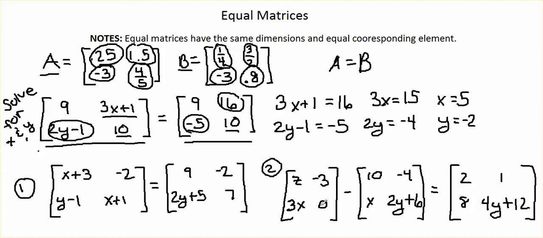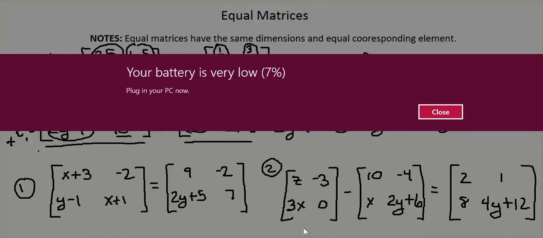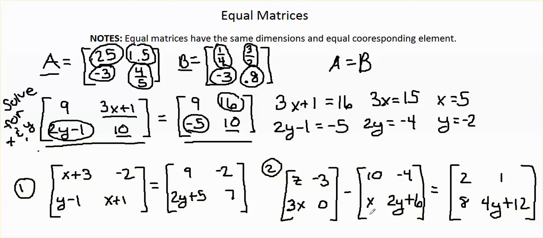Example number 2 is going to be a little bit more difficult. You have two matrices that are being subtracted. Before you can set anything equal, you'll have to do the subtraction. So you're going to have to subtract these two matrices first before you can solve for any of the variables.